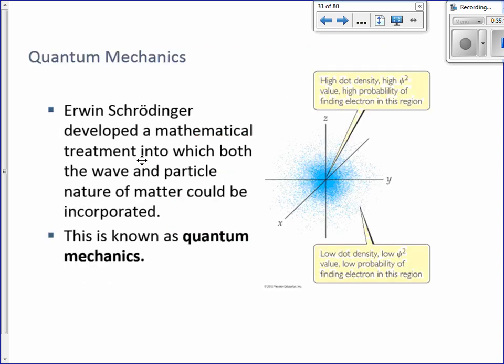So he developed a mathematical way of determining the wave and particle nature of the electron. You don't have to write really anything down from here either. And it ended up falling under the umbrella of quantum mechanics. We're going to talk about that electron density graph in just a minute.